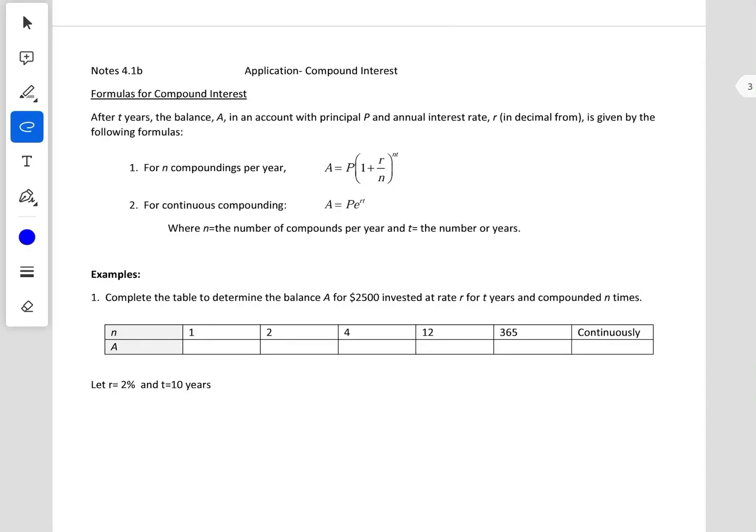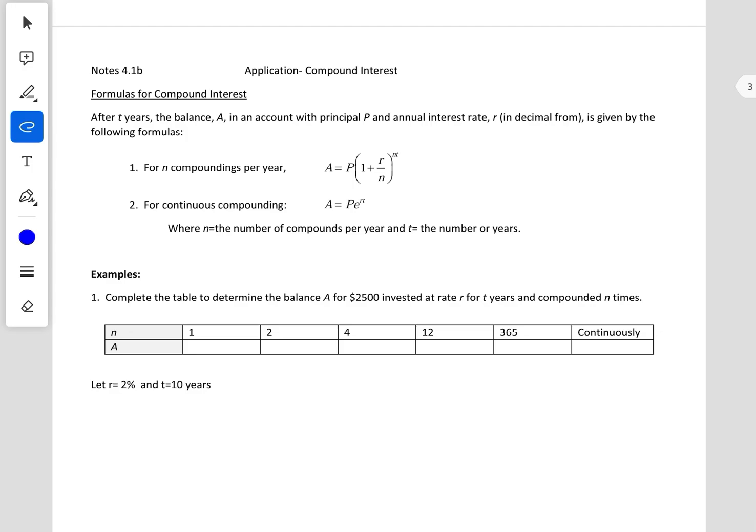Let's look at applications that deal with exponential functions. So we are going to talk about compound interest, and these are formulas that banks and financial institutions use. So let's see what these look like. We have two different formulas: one for compounding per year and one for continuously compounding.